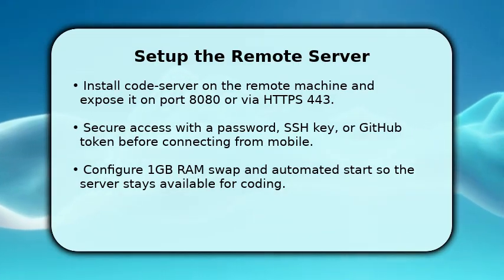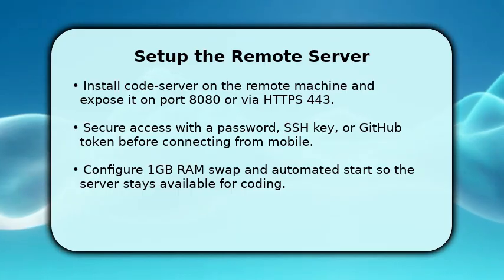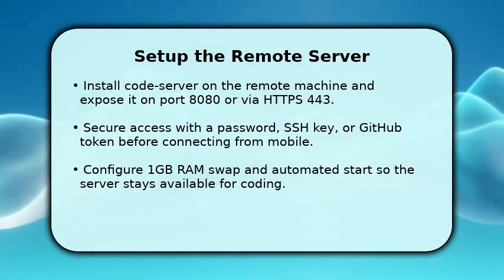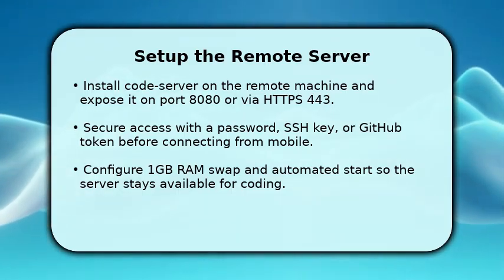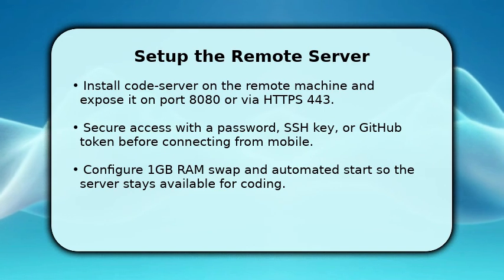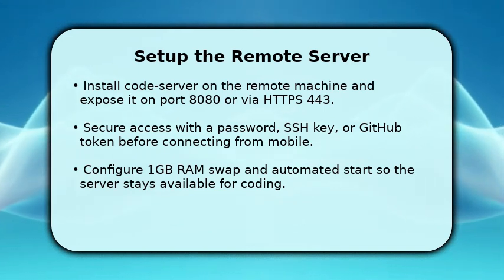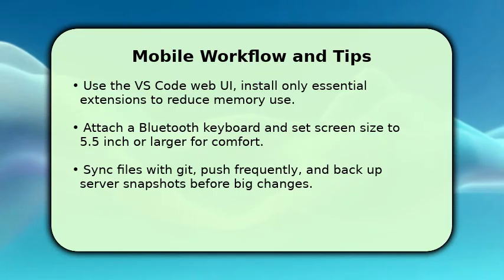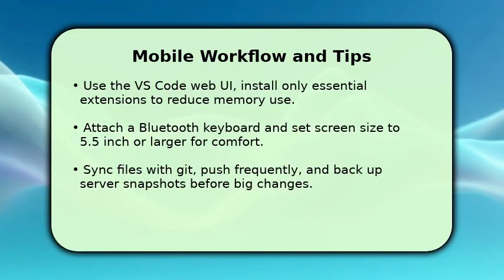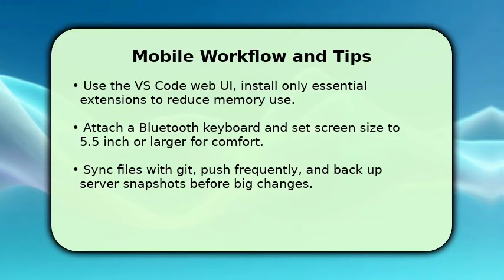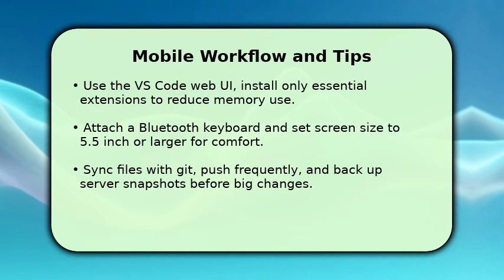Add 1 GB swap or use a server with at least 1 GB RAM to avoid crashes during builds. Set code server to start on boot for instant access when you power the server back on. Open the Visual Studio Web UI in your mobile browser and sign into sync settings. Install only essential extensions to conserve memory and speed up the interface.